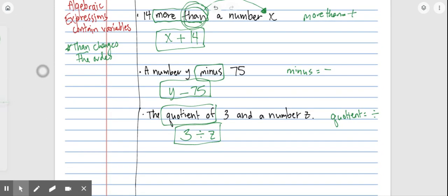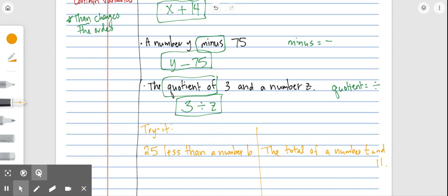All right, I'm going to give you 2 trials. Okay, so the 2 trials you get are 25 less than a number b, and the total of a number t and 11. So 25 less than a number b and the total of a number t and 11. Pause the video. Try them on your own.